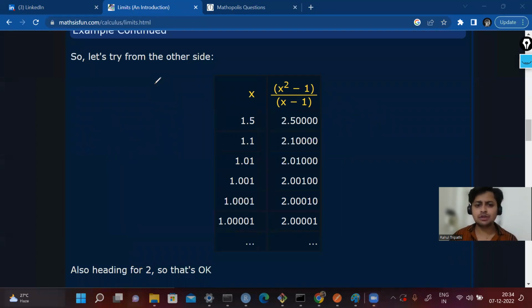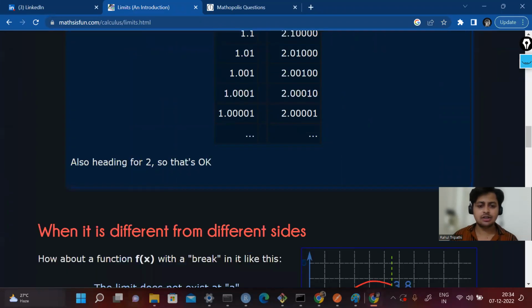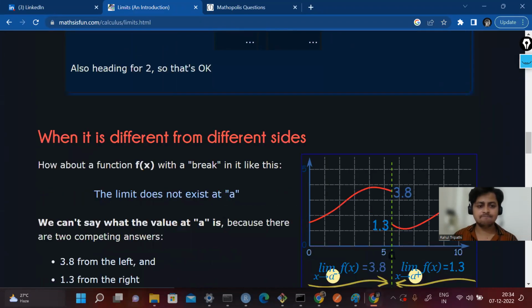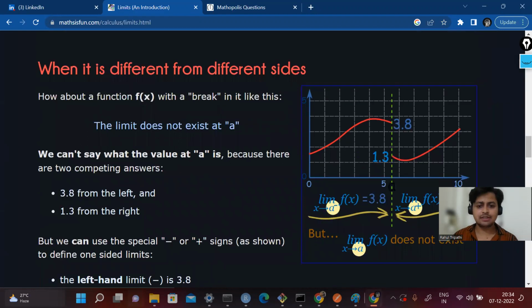We'll also implement this in Python. Just wait for a minute. I just want to explain a few more points.